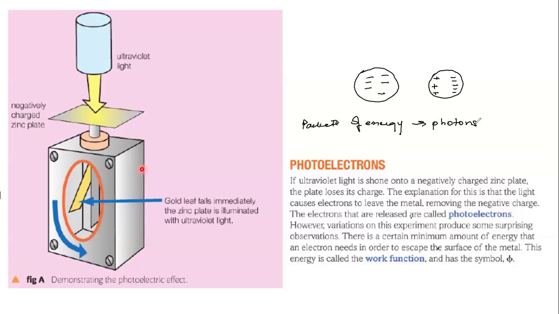Now, what they noticed was that when these packets of energy, these photons, fell on the negatively charged zinc plate, they would make that zinc plate lose electrons. How? The way it works is like this: let's say that I have my electrons. Now, you have not gone over chemistry, but if you have done chemistry in IGCSE, this will still make a bit of sense.